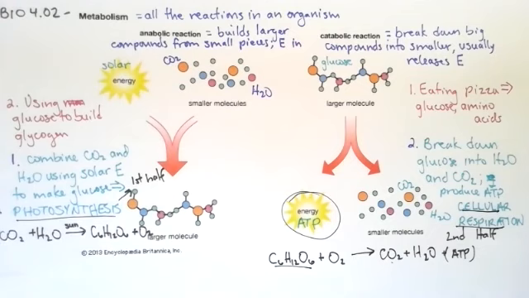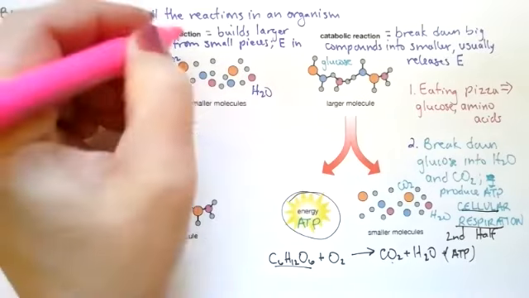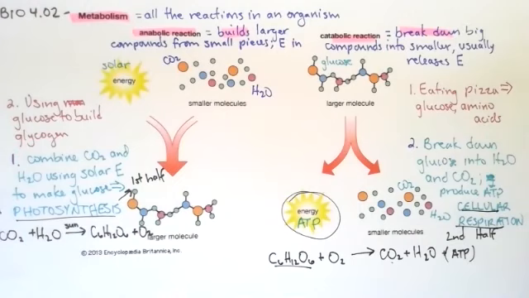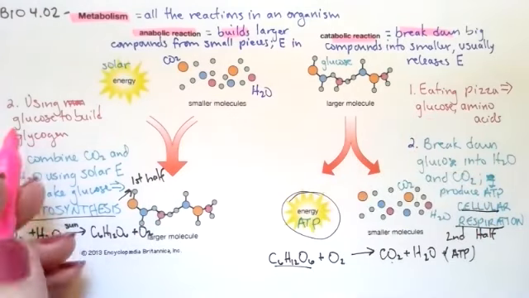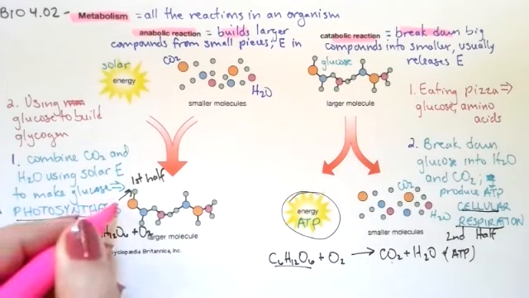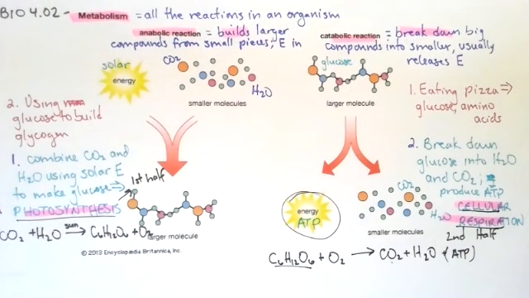So our takeaways here: if you look at an organism, all of the chemical reactions that take place are called its metabolism. We break metabolism into two categories, anabolic and catabolic. Anabolic is to build, catabolic is to break down. We gave two examples of each: pizza to glucose, and then using that glucose to build glycogen. The big one, though, is photosynthesis and cell respiration, and how one is catabolic and one is anabolic. All right, more on that to come in the videos ahead.